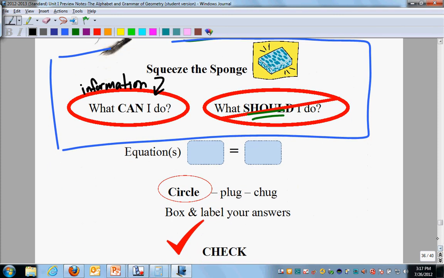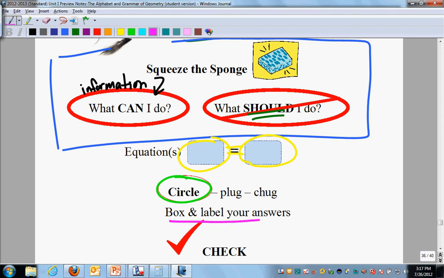Next, when you use equations, you will write your equations with two sides and an equal sign. That seems simplistic. I'm going to show you why that's important in just a moment. Then you're going to use what I call circle, plug, chug, which means when you use equations and you plug in numbers, I want you to physically circle the numbers and draw arrows and physically plug them in. That helps your eyeballs not lose track of key information.